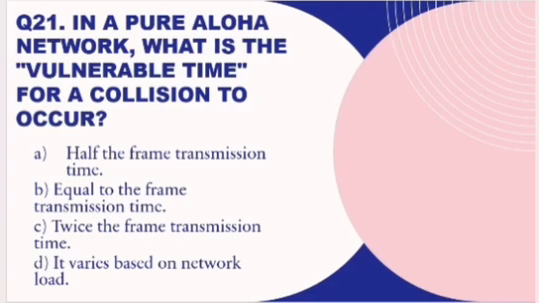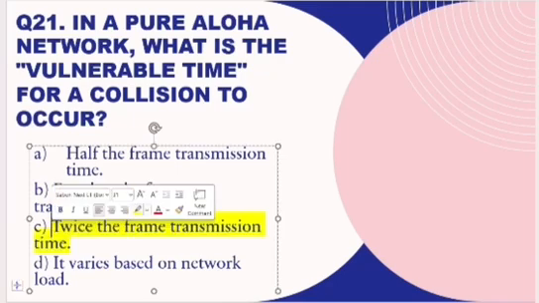The next question is question number 21. In a pure Aloha network, what is the vulnerable time for a collision to occur? Option A, half the frame transmission time. Option B, equal to the frame transmission time. Option C, twice the frame transmission time. Option D, it varies based on the network load. So the correct answer for this question is twice the frame transmission time.